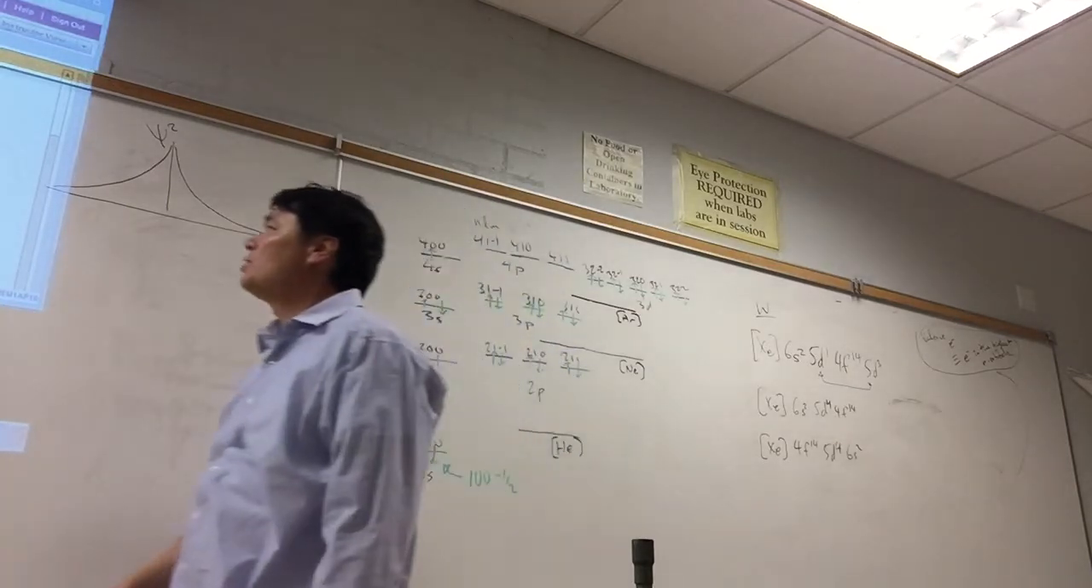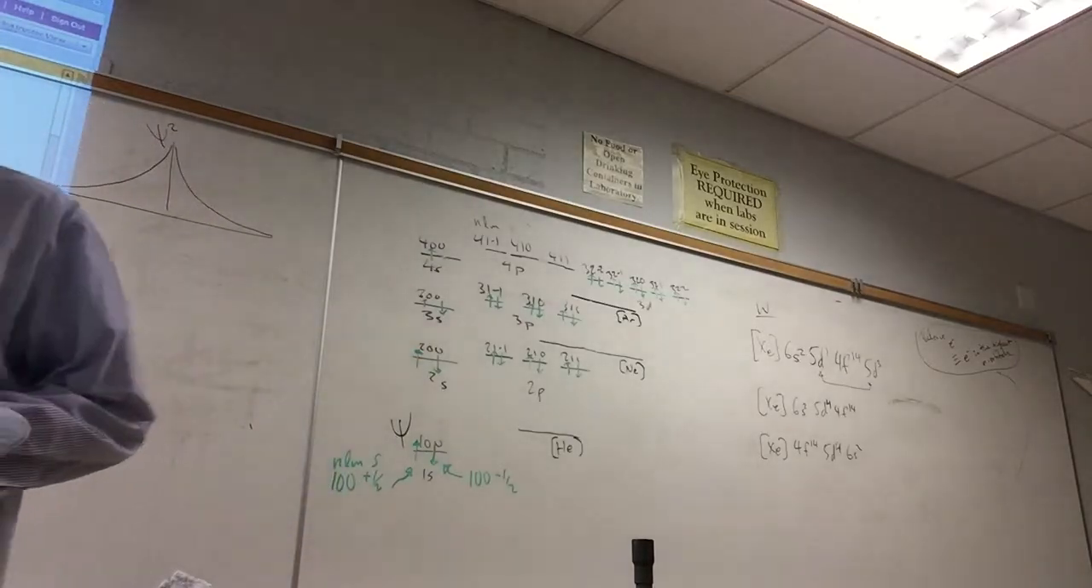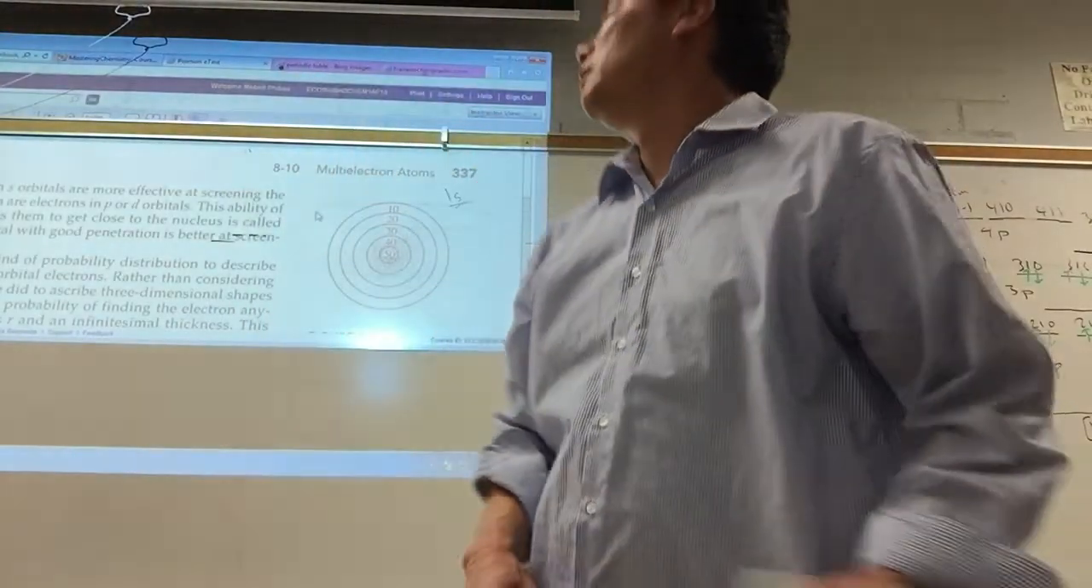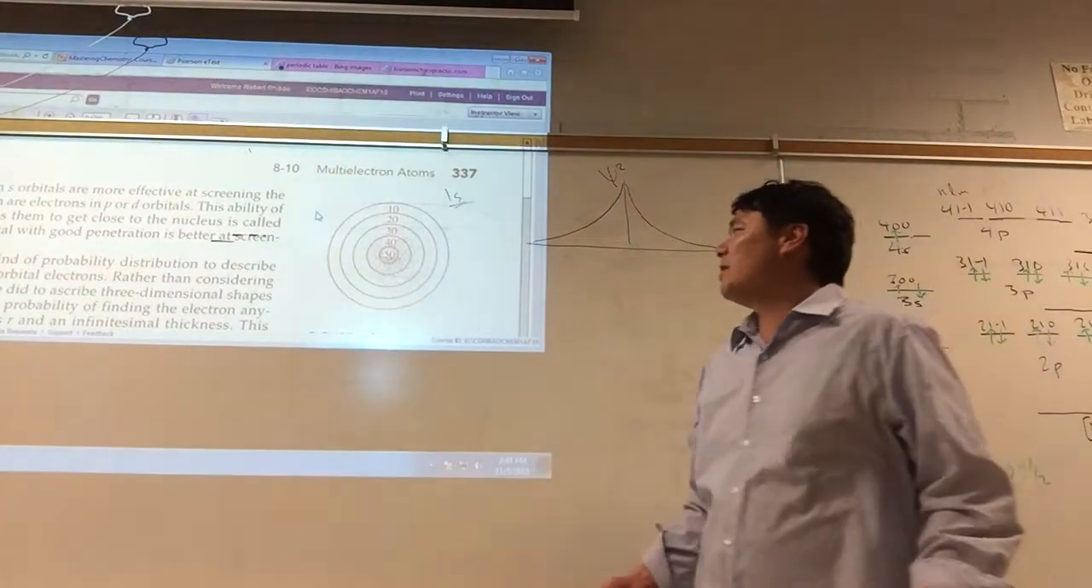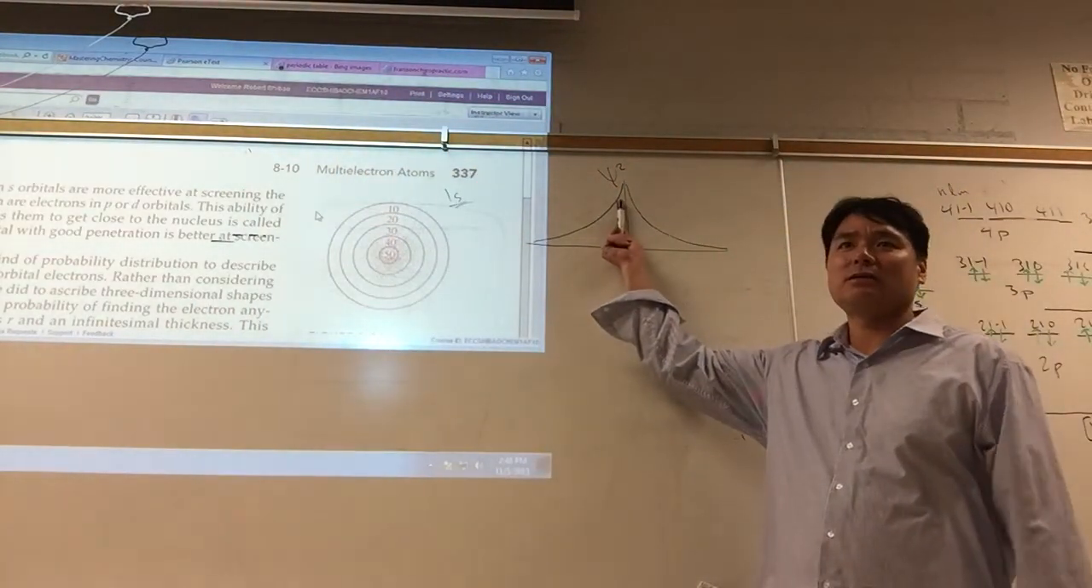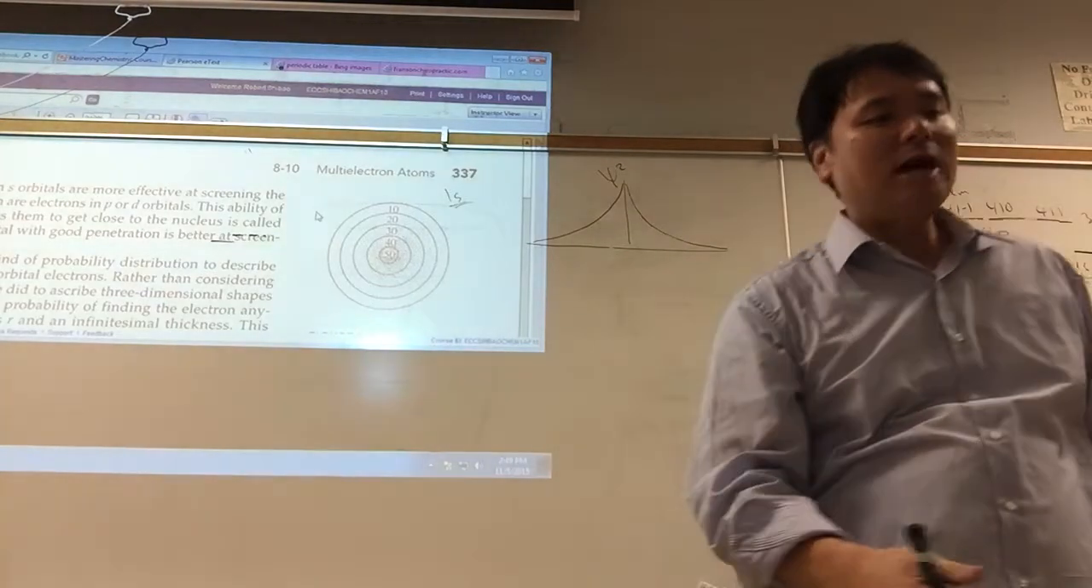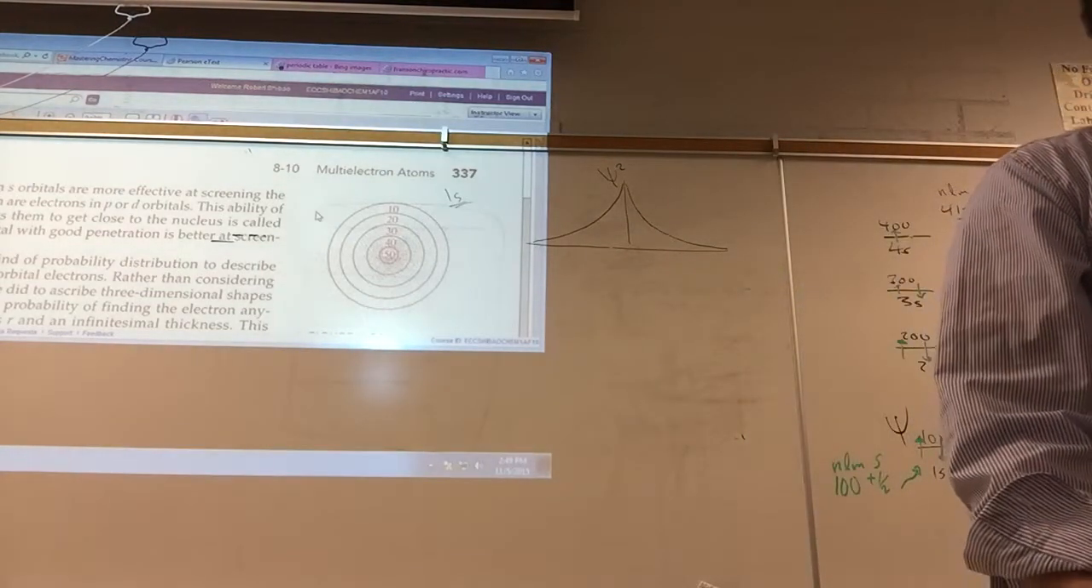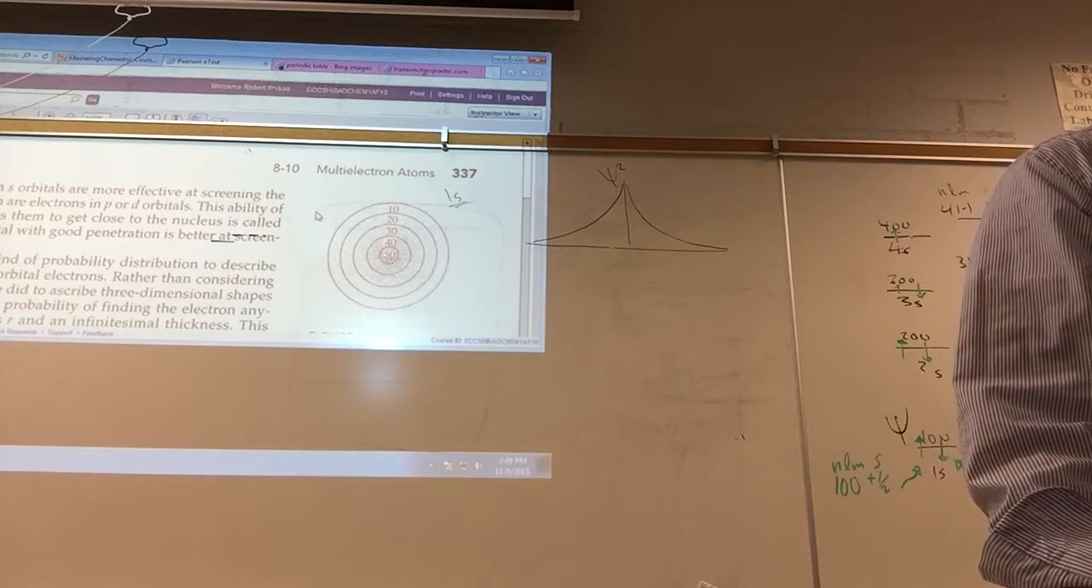And so in a 1s orbital, where's the most probable distance for finding the electron? You know, where's the highest probability? The highest probability is right at the nucleus. And so right at the nucleus, is that the most probable place you'll find an electron?